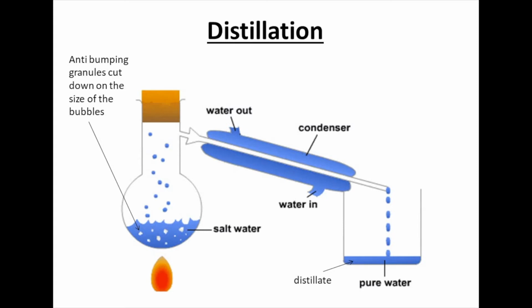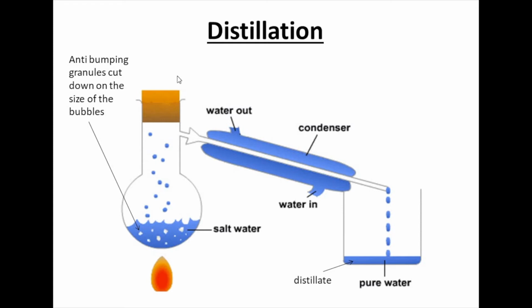Now whatever liquid comes out of distillation is called the distillate. It might not necessarily be pure water, it could be a different liquid, but it's the distillate. The salt will stay in the round bottom flask. You can see it's a round bottom flask because it's got a round bottom by the Bunsen flame.